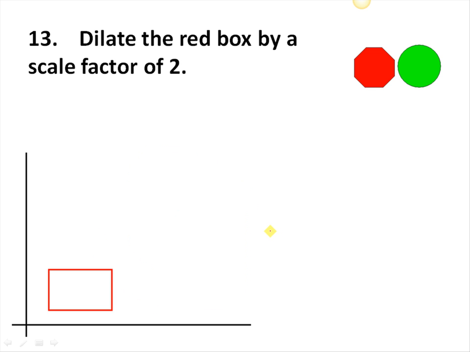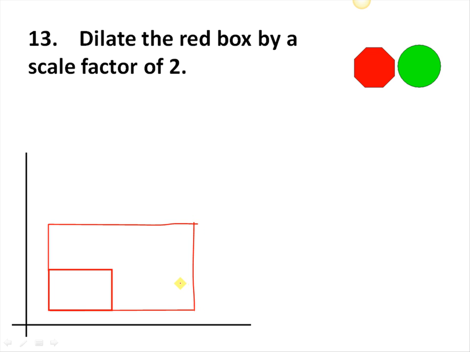Number 13, dilate the red box by a scale factor of 2. Click on the stop sign. Okay, what does that mean, dilate the red box by a scale factor of 2? Whatever this dimension is right here, we're just going to double it. So I'm just going to kind of guess, and then this dimension right here, I'm just going to double it. So I'm just going to guess a little bit, and then I'm going to kind of freehand in a box.